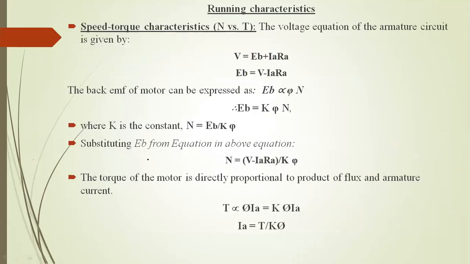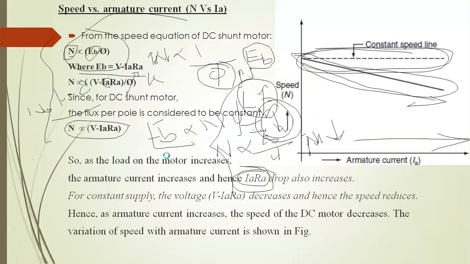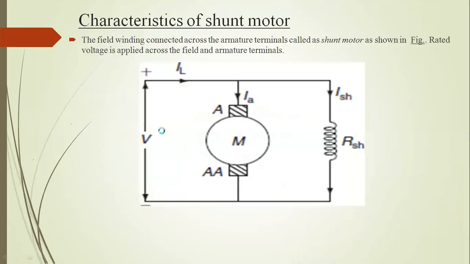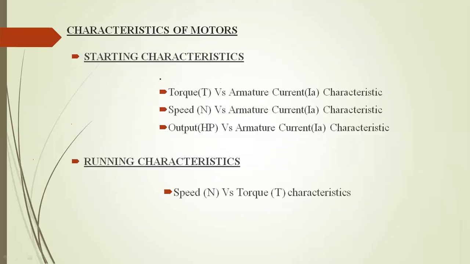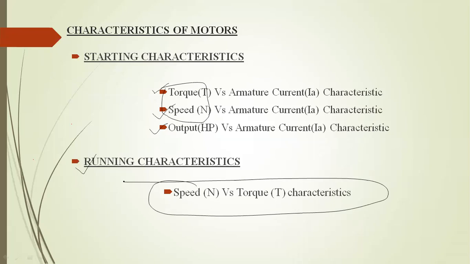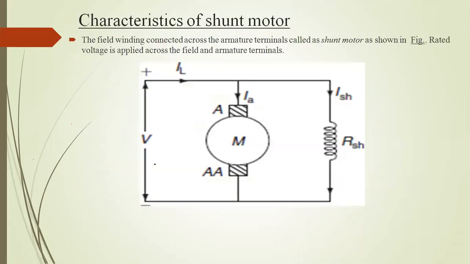Next, these three come under your starting characteristics, which I have discussed earlier: the torque versus armature current, speed versus armature current, and the output versus armature current. Now we will see what the running characteristics are, that is, the characteristics drawn between the speed and the torque. How is it going to happen?